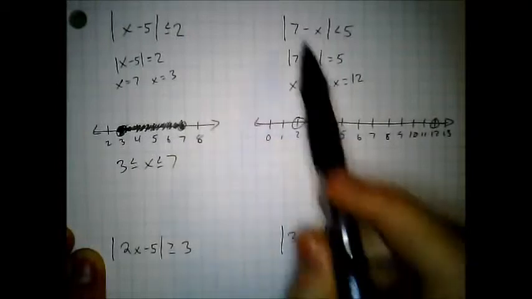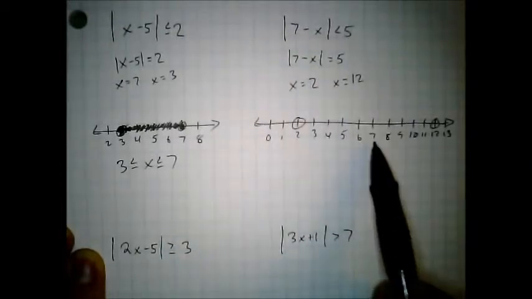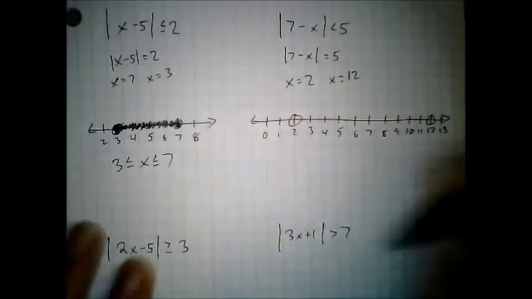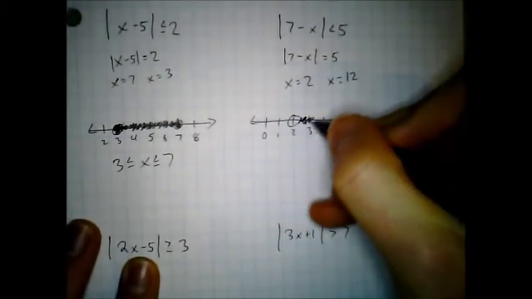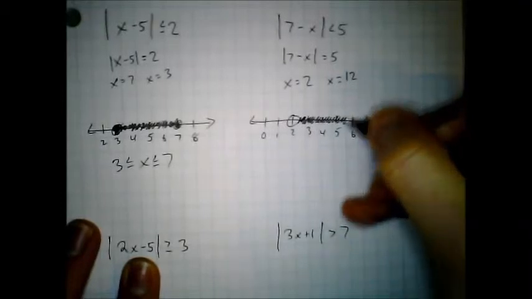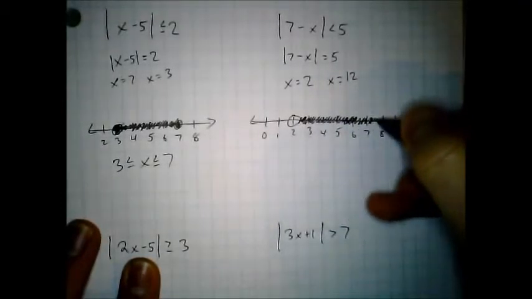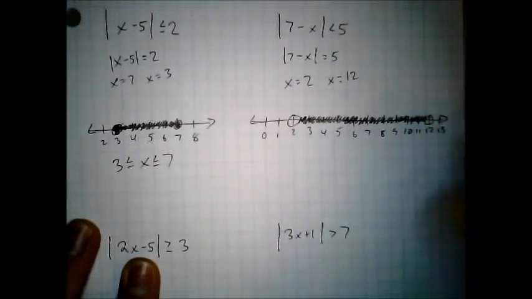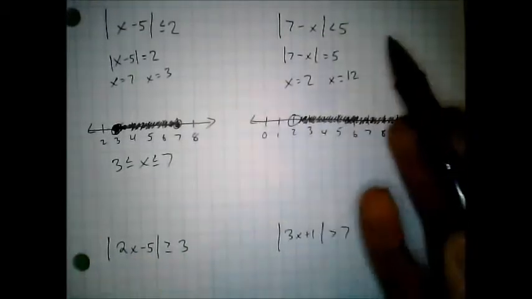7 minus 4 is 3. Absolute value is 3. That's less than 5. 7 minus 7 is 0. Absolute value is 0. That's less than 5. So on. Okay, all these points made it true. Now I'm talking quick, but you should be thinking quick. And you just pick a few points in here, substitute them in, see if it makes it true.